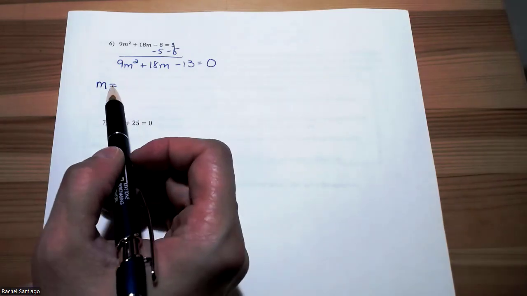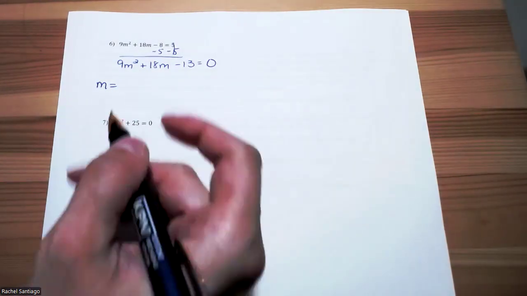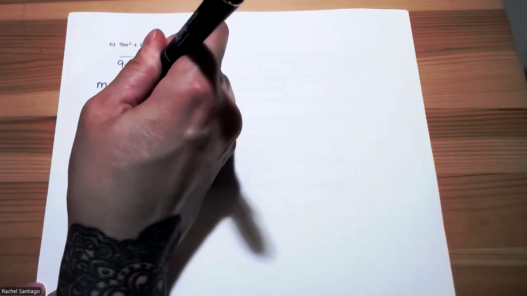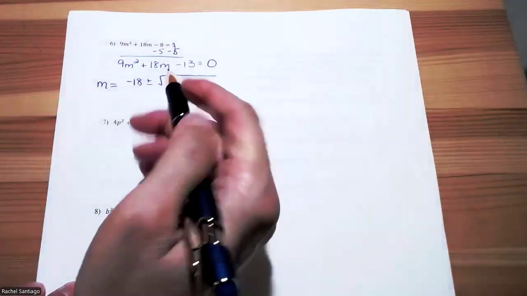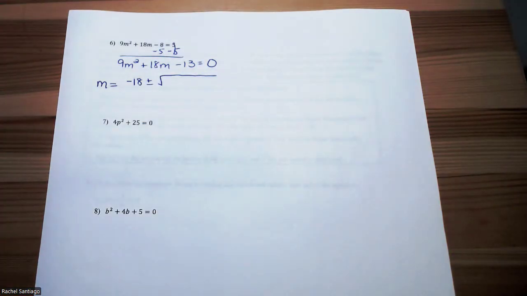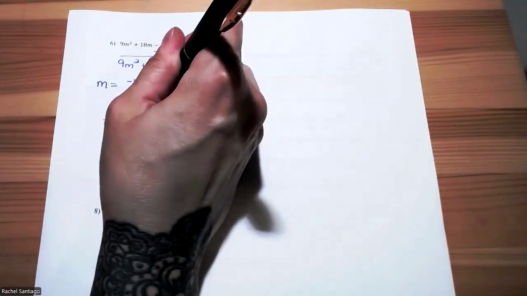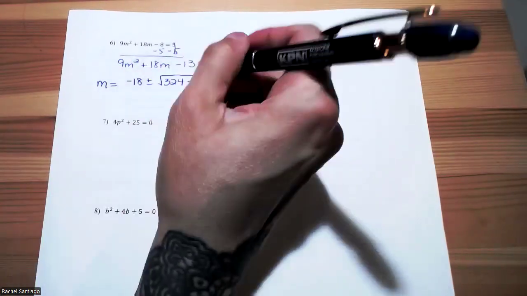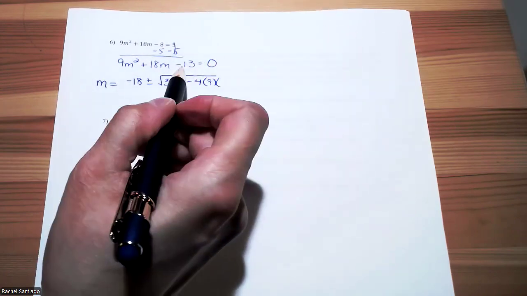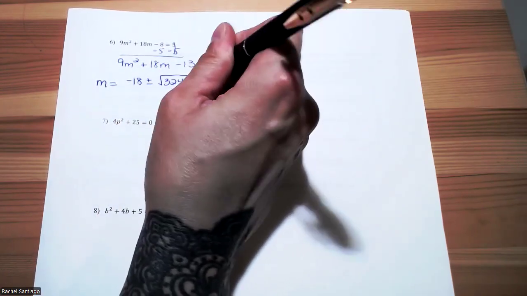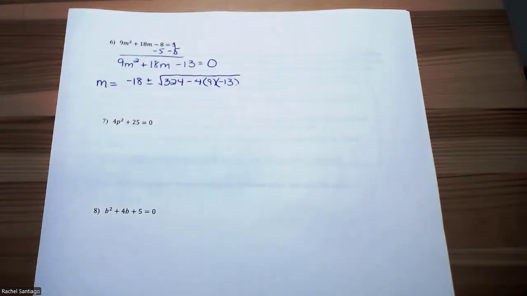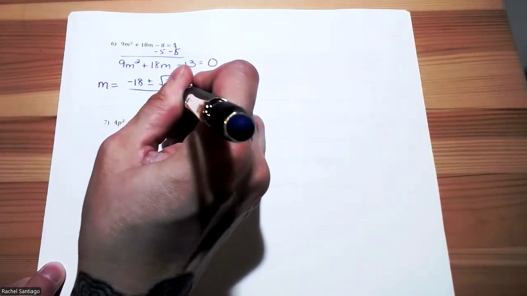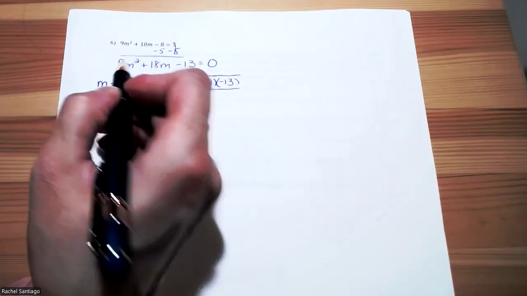Okay, so negative b is 18. So we have negative 18 plus or minus square root of b squared. I always like to just punch this in. So 18 squared is 324 minus 4 times a, which is 9, times c, which is negative 13. Let's extend that a tiny bit. And then we have all over 2 times a, and 2 times 9 is 18.